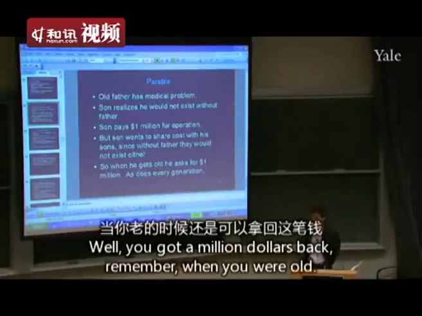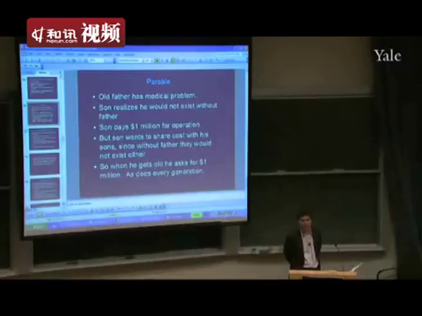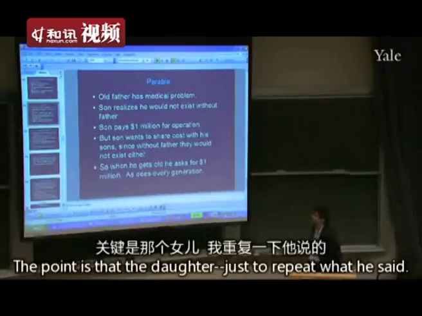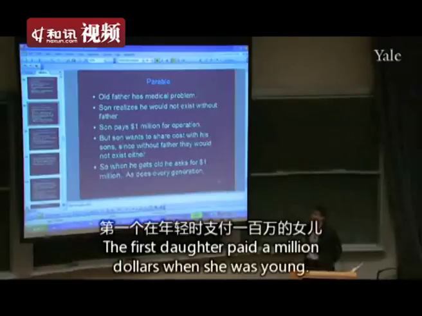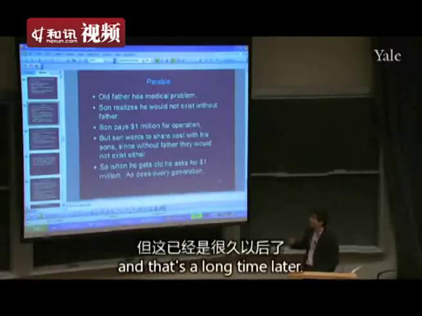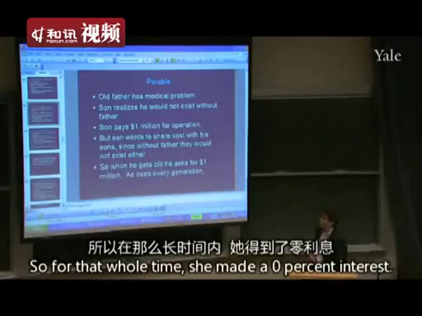Well, you got $1 million back, remember, when you were old. Exactly. So that's the whole point. The point is that the first daughter paid $1 million when she was young. Yes, she got the $1 million back, but when she was old, and that's a long time later. So for that whole time, she made 0% interest.